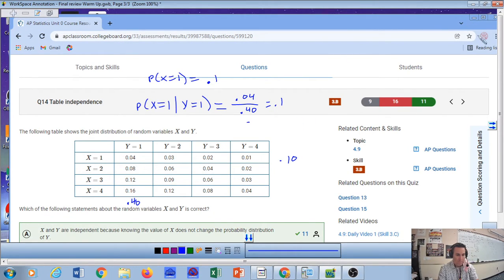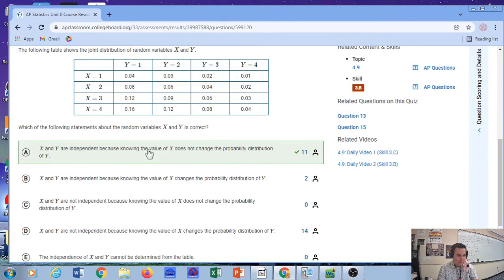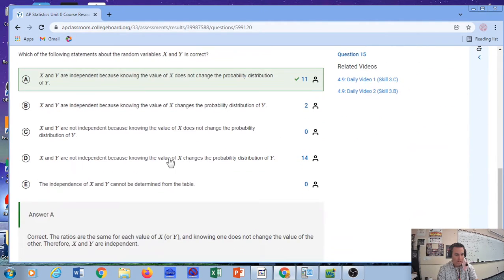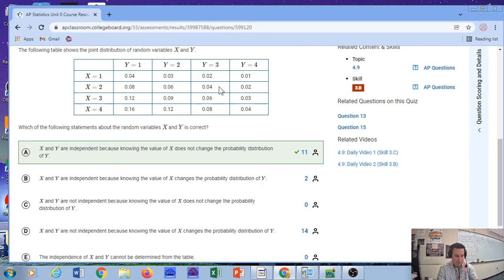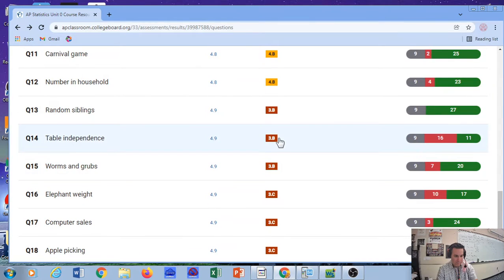So independence, because the value does not change. The probability distribution didn't change depending on which y one you were in. A lot of you said it was not independent, which is the opposite of that, because you thought it changed. They did look like they changed, but when you add up each of the rows and columns and you check the probability of that row and column, you realize they didn't change. They were the same conditional probabilities. Okay, so that was the table one.